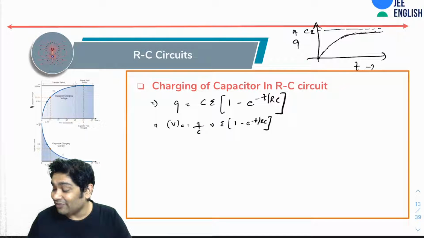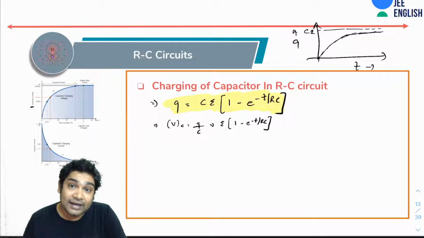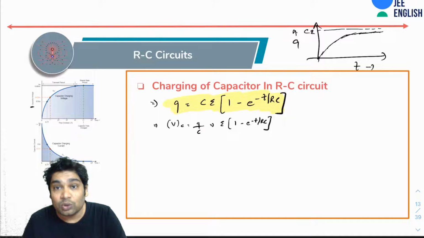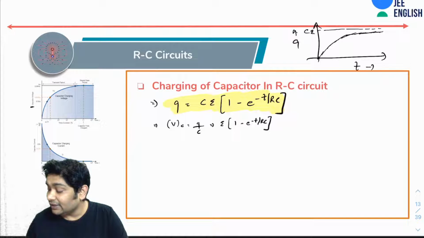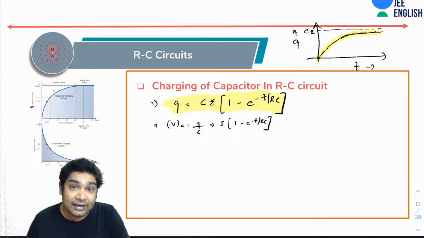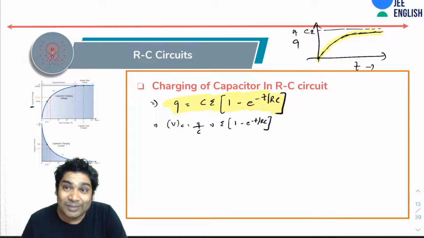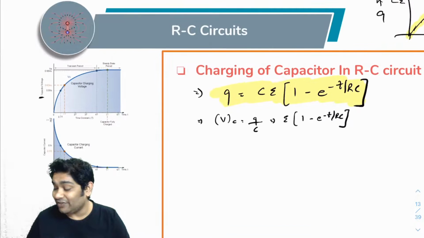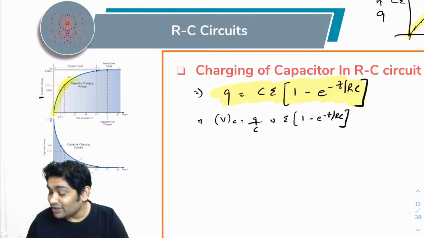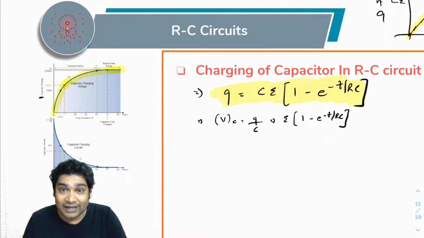You will realize in this equation that if you put t equals 0, you are getting Q as 0, and if you put t as infinity, then you are getting Q as CE. So the charge in the capacitor will grow from 0 to CE. It will follow a path like this, and it will actually take an infinite amount of time for the capacitor to get fully charged. Similarly, the voltage across the capacitor would also change from 0 to E, which is the voltage of the battery, and again it would reach there roughly in infinite time.